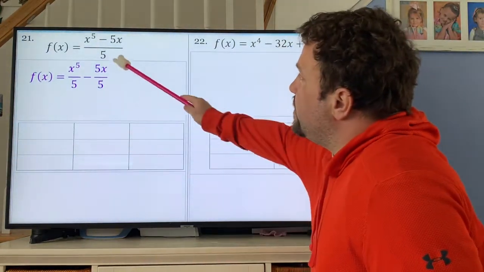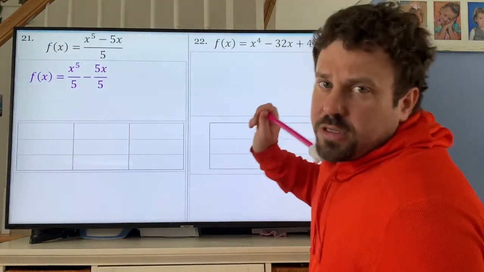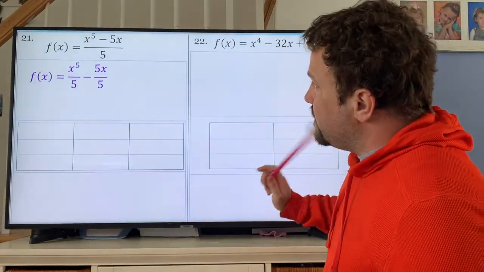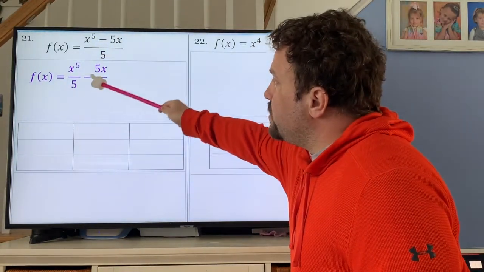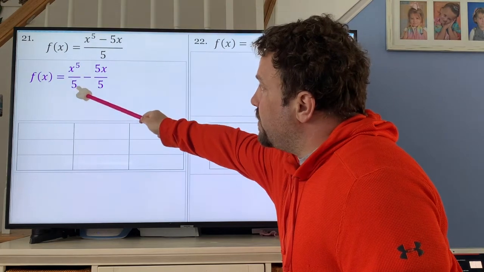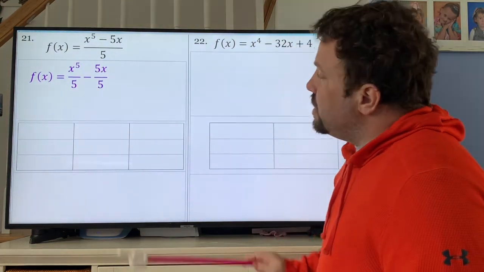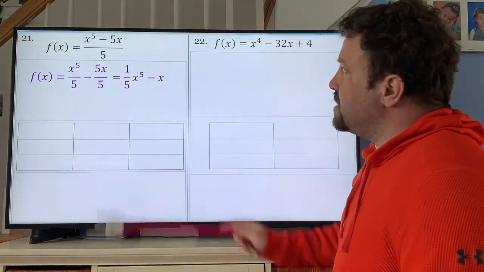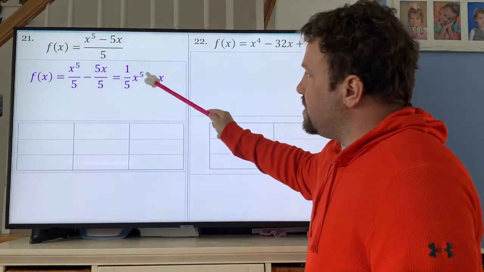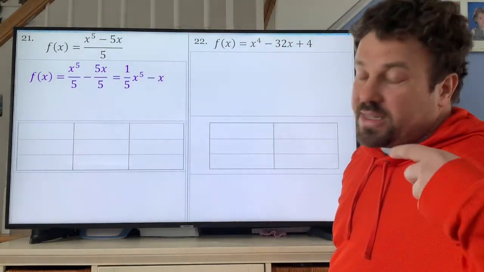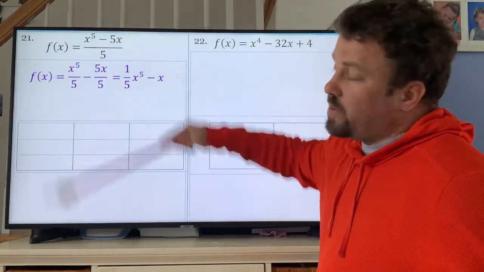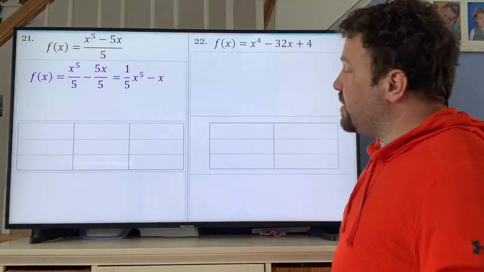Now, to find the derivative, you don't really want to use the quotient rule because there's just a coefficient down there. So you divide each numerator by the bottom number: x to the 5th over 5 minus 5x over 5. 5x over 5 is just x. So you have 1/5 x to the 5th minus x. Now, that is not your derivative yet. That's just rewriting the original equation. Now you're actually going to differentiate that.